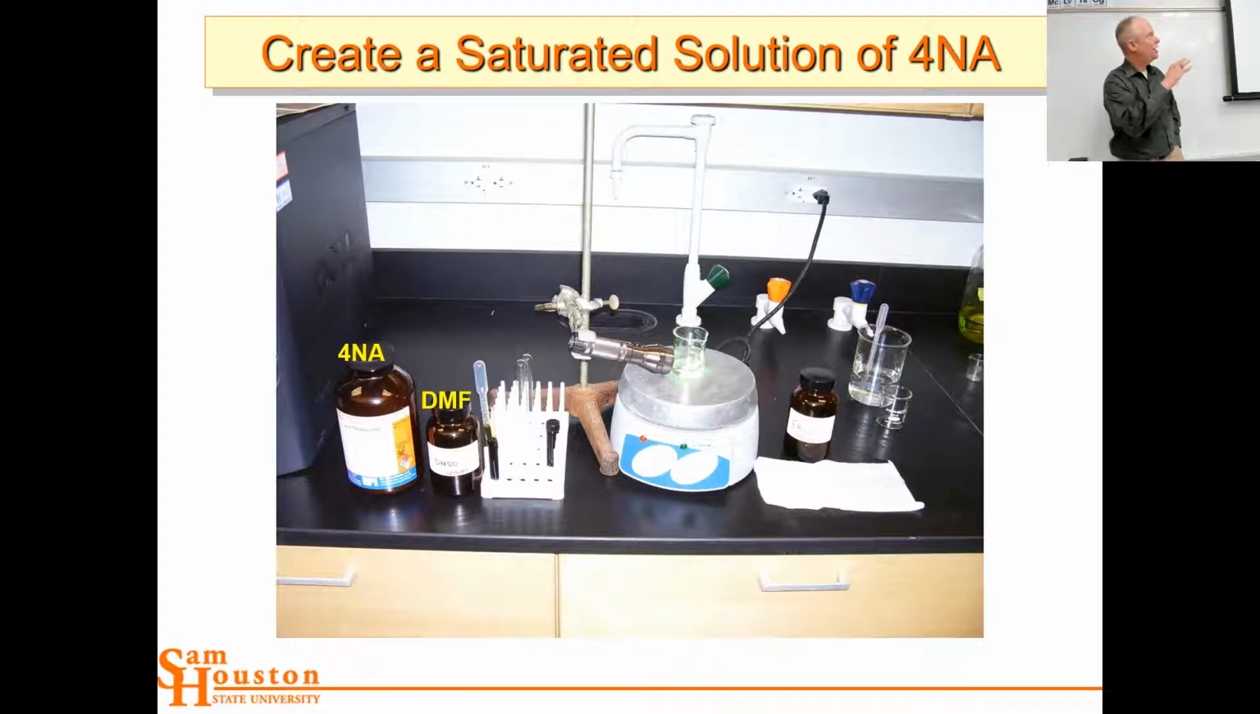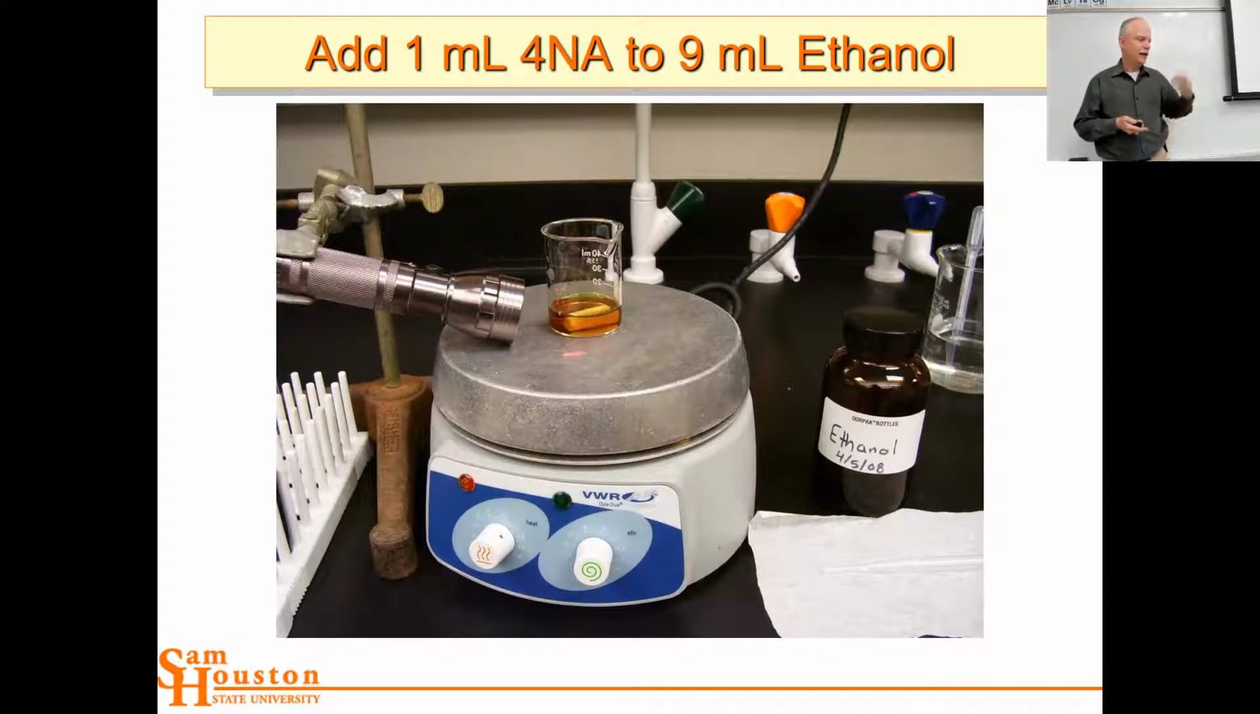So I had the 4-nitroaniline and the DMF, a bunch of little test tubes and pipettes and small beakers. It was so easy, and a stir bar. So we take the 1 mL of 4-nitroaniline solution, and in this particular case we add it to 9 mL of ethanol, and we're stirring. We see that it stays homogeneous.